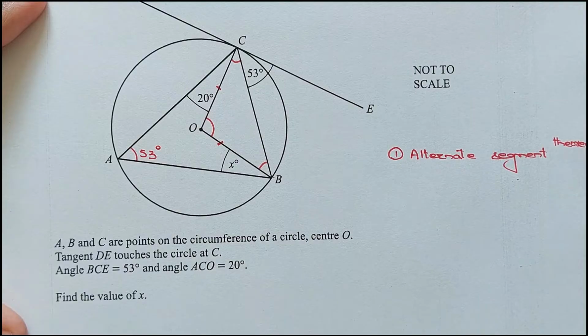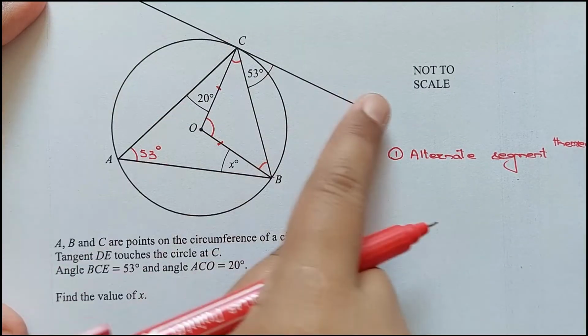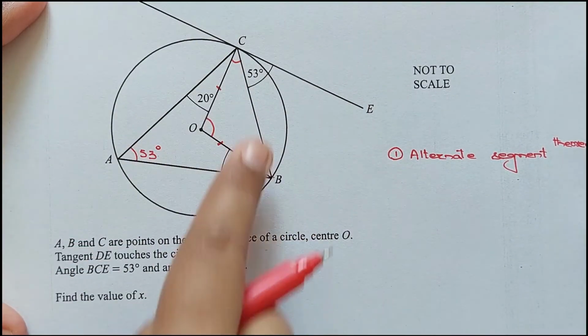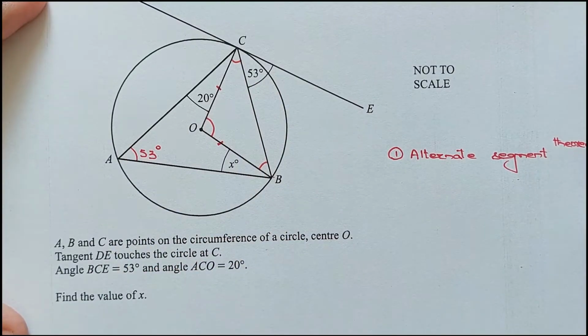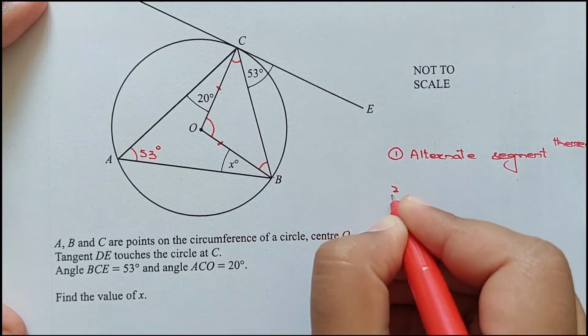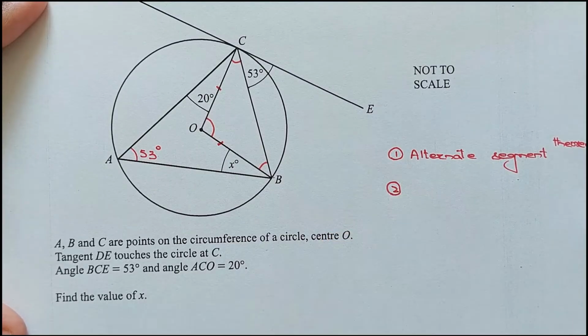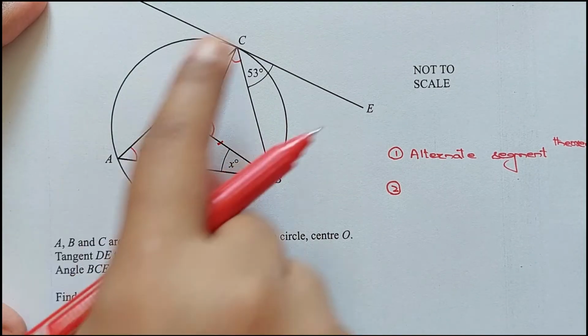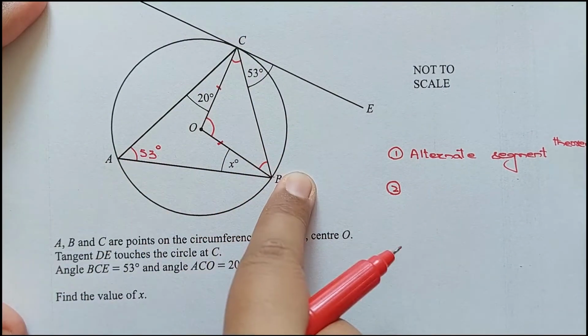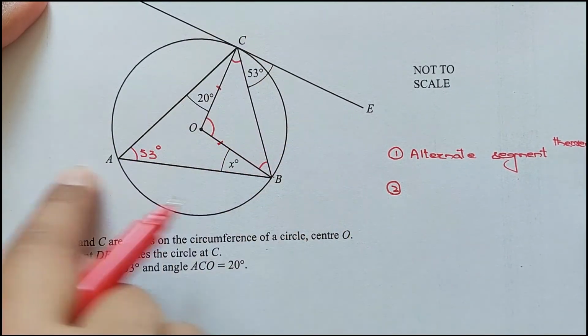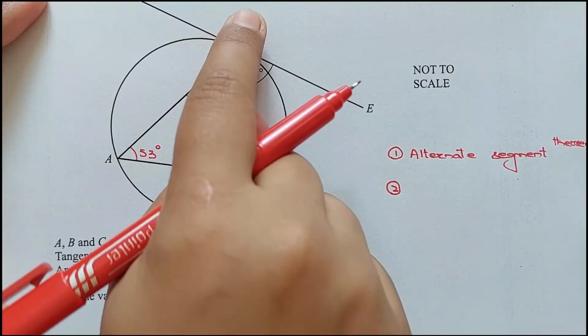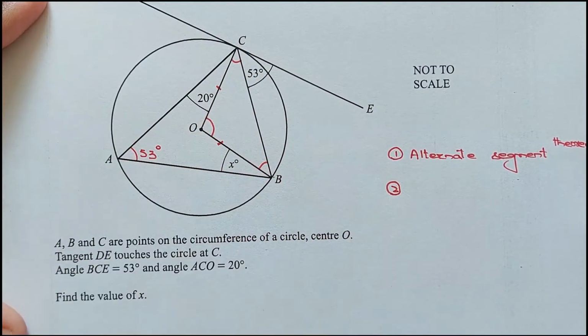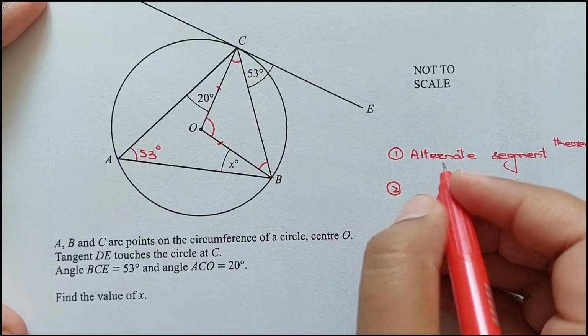Right. So the alternate segment theorem says the tangent makes an angle with the chord equal to the angle in the alternate segment, right? Now the next theorem I'm going to use is, as you can see, the angle on the circumference subtended by the arc CB, this CAB, this is 53. So COB is twice, the angle at the center, right?